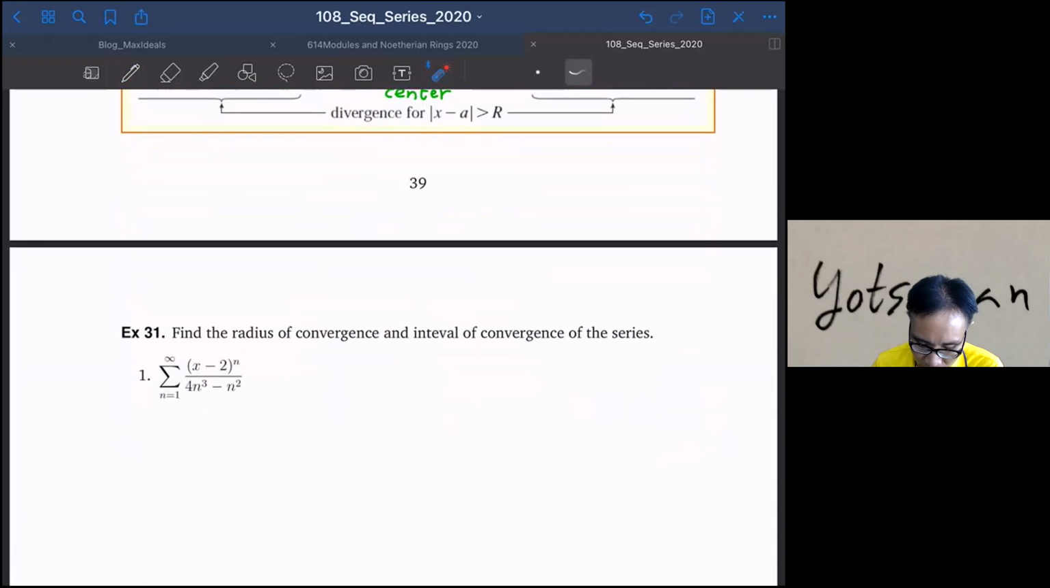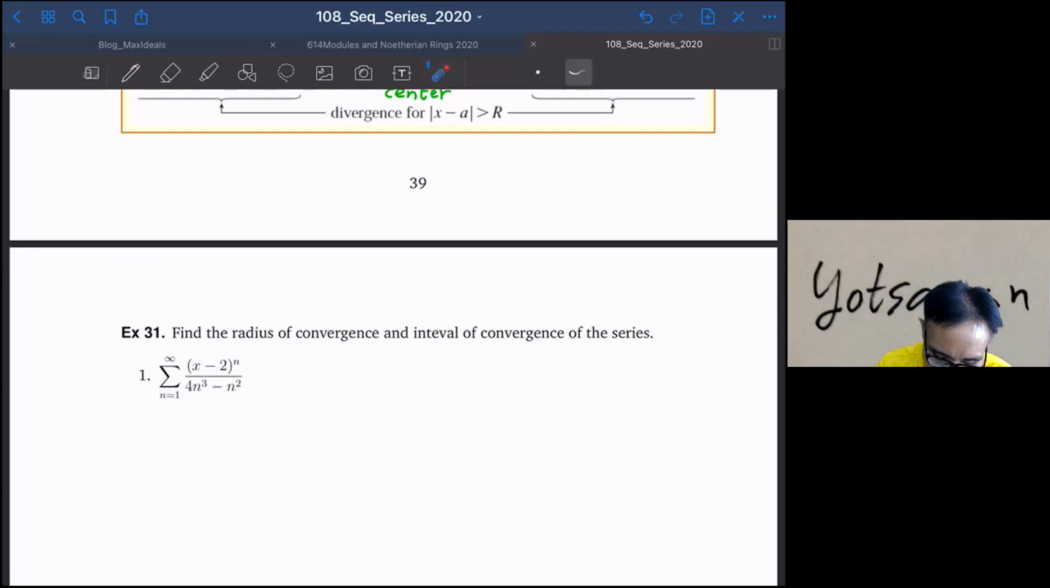So you see that here you have the series (x minus 2) to the n over 4n cubed minus n squared. You see that this cannot start at n equal to 0, because when n equal to 0 this term disappears. So we avoid it by just letting the series begin at 1. However, the concept for the radius of convergence and the interval of convergence turns out to be exactly the same.